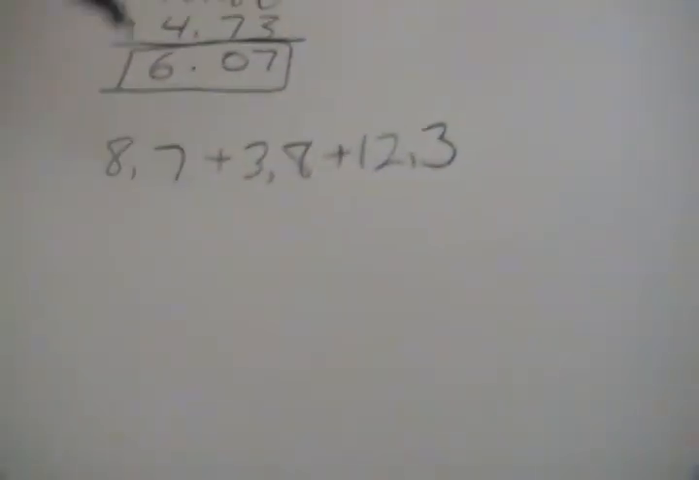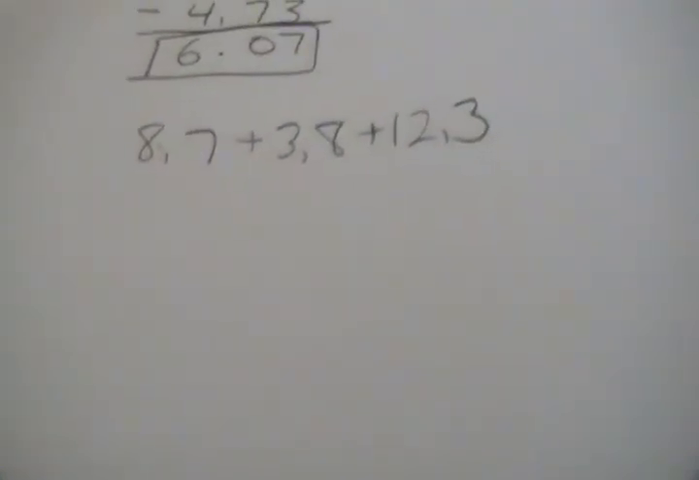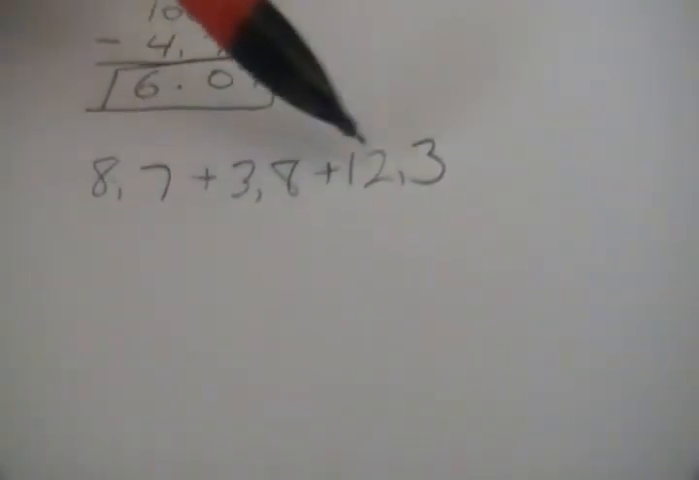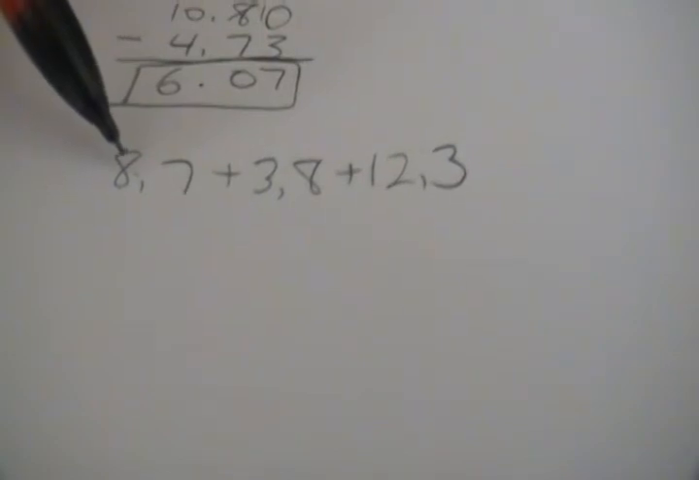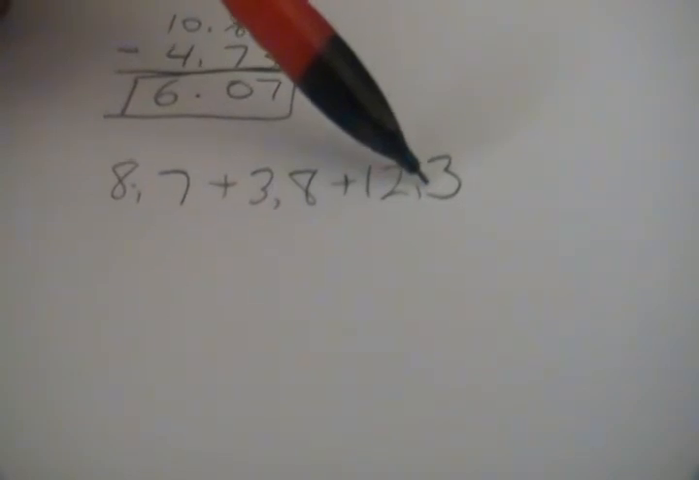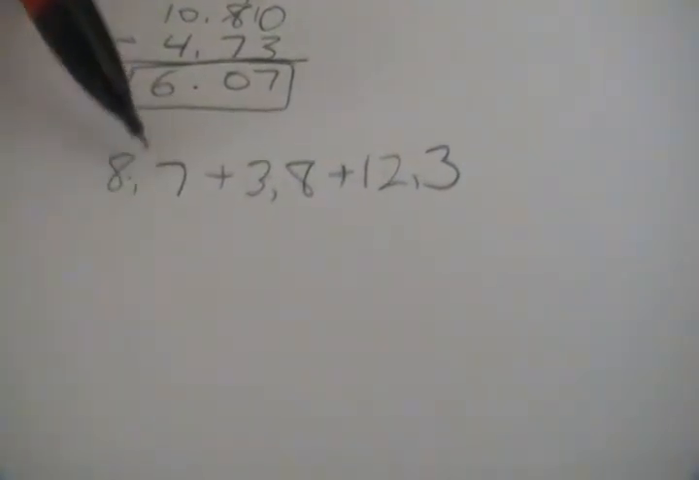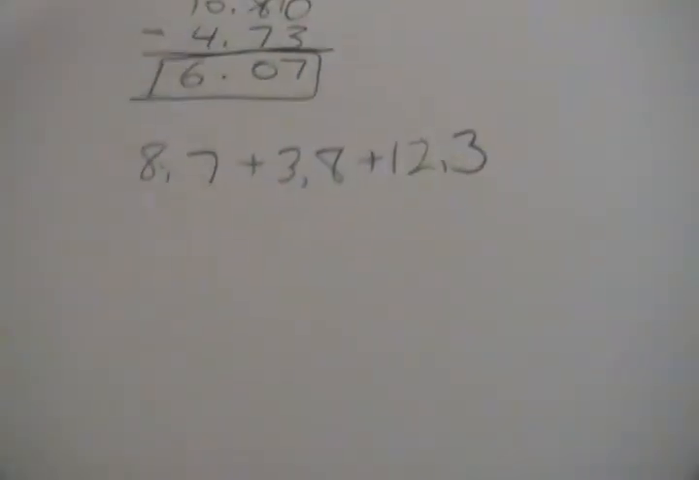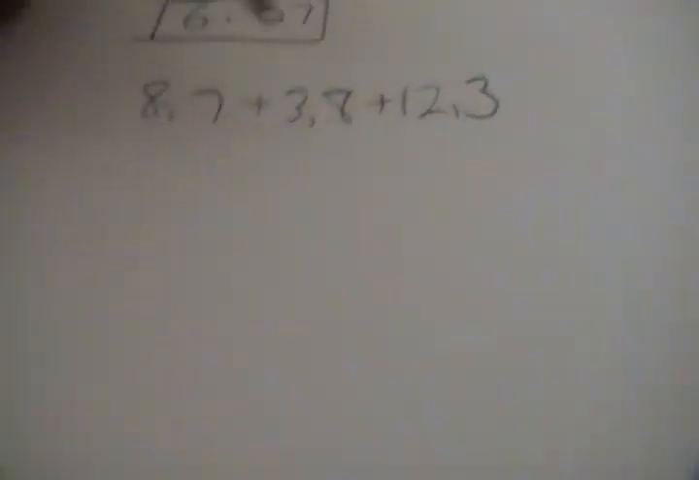Alright, so we have 3 numbers, 8.7, 3.8, 12.3. Now, if you add all 3 numbers, there are two ways of doing this. You can just add one number to the other, and then whatever answer you get from that, you can add to the next number. Or you can just stack them up, like 12.3 plus 3.8 plus 8.7, and add everything going up and down. But in this case, let's just try adding 2 numbers, and whatever answer we get from that, we add to the 12.3.